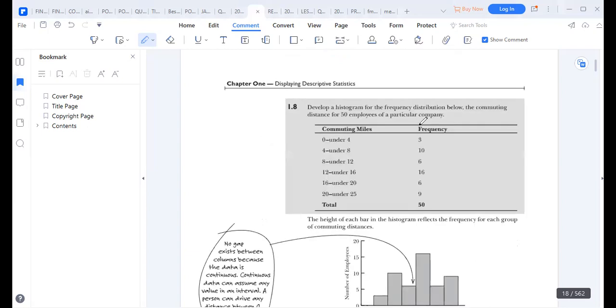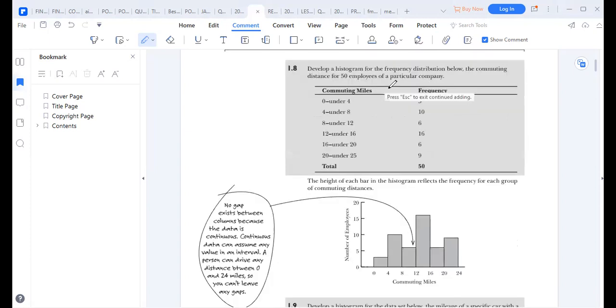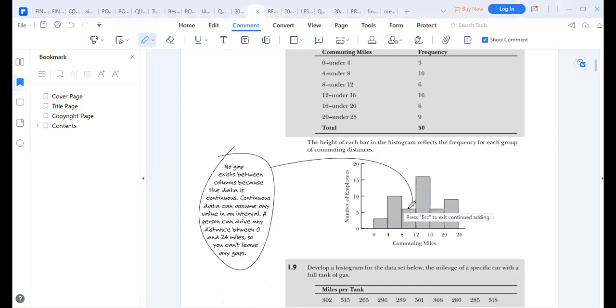The same can be done by given information of employees who are commuting. These are 50 employees in a company. So 0 and under 4, 4 and under 8, 8 and under 12. So you're being asked to come up with a what? A histogram. So for this one here, we're going to put 0, 4, 8, 12 up to 24. So this one has no gaps in between because the data is continuous.